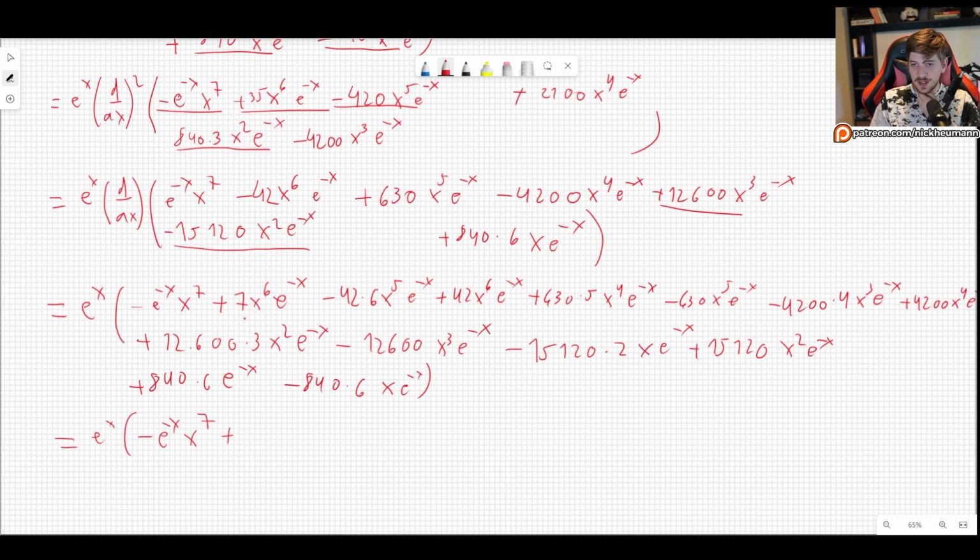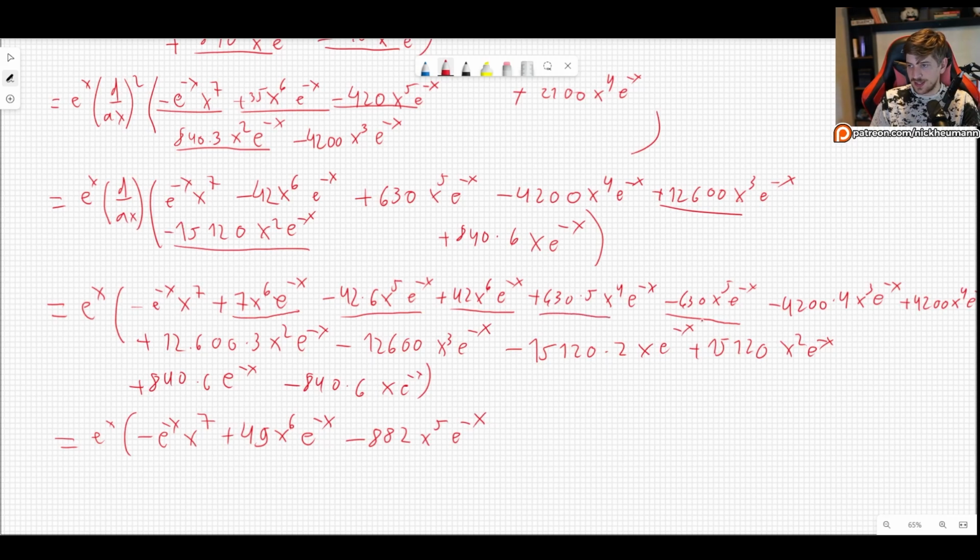So then we have 7x to the sixth here and 42 here. So that would be 49. So 49 x to the sixth, e to the minus x. Then we have x to the fifth. So this here and this here. So that would be minus, so that's 42 times 6 and 630. So that's 882. So minus 882 x to the fifth, e to the minus x.